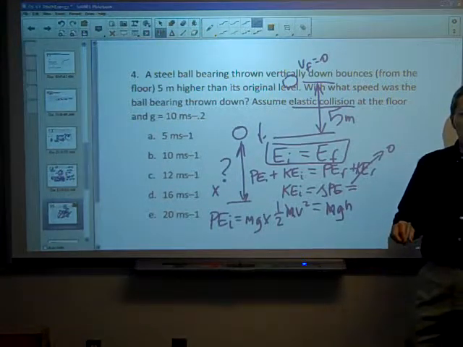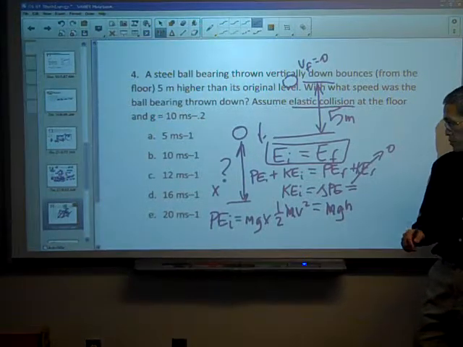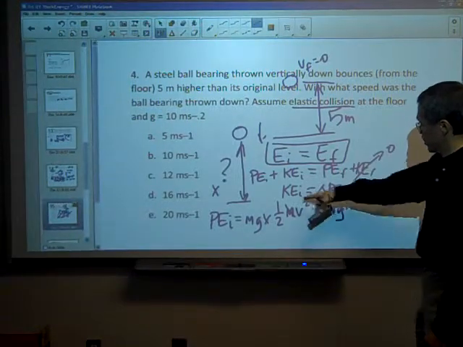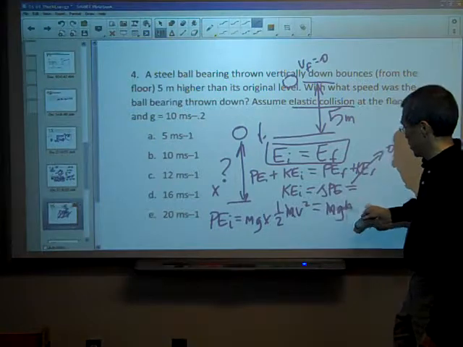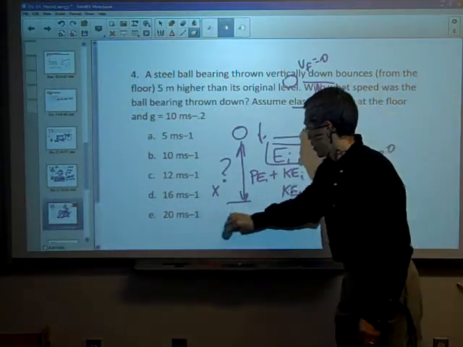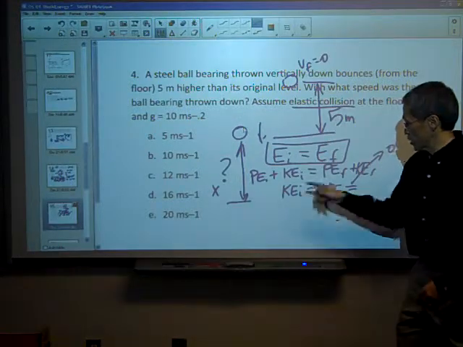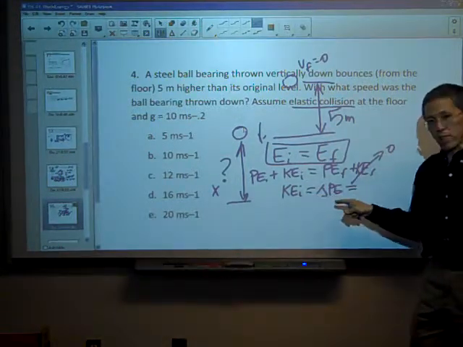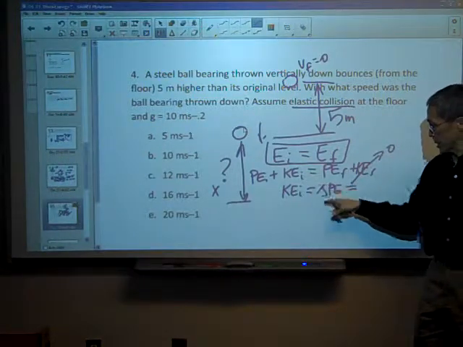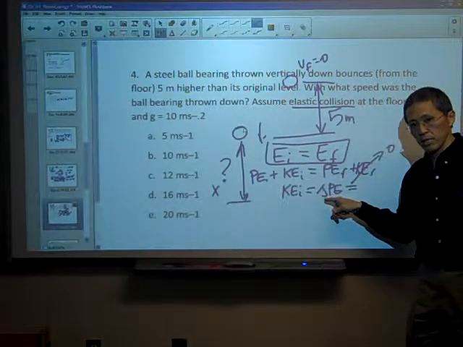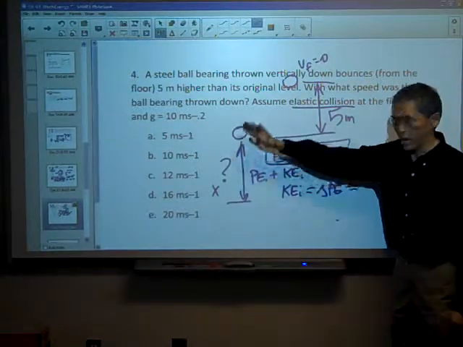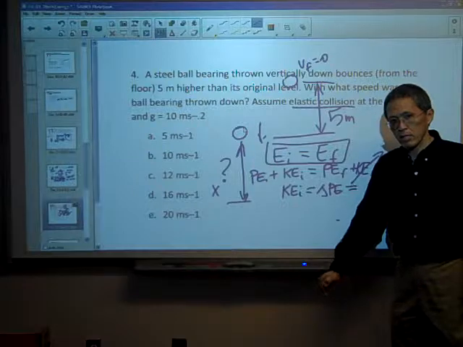Yes? How did you get from the PEI plus KEI step to the KEI step right below it? This one here? It's because you're subtracting PEI from both sides so that the PEIs are on the same side. The reason why is because I just changed this to a change of potential energy, and the change of potential energy is just this guy here. It doesn't matter how high it was. Okay, does that make sense?